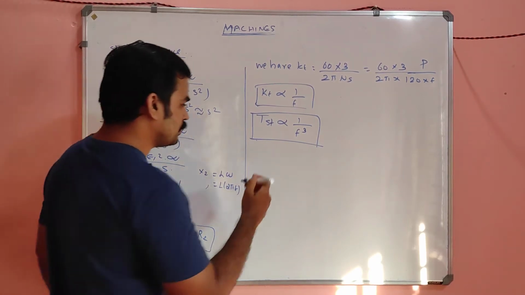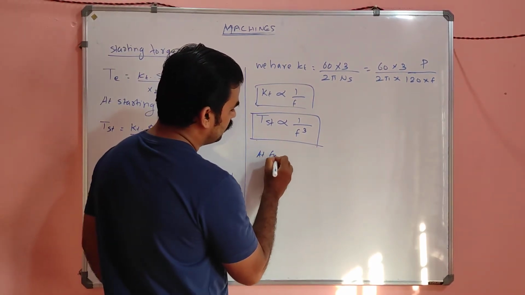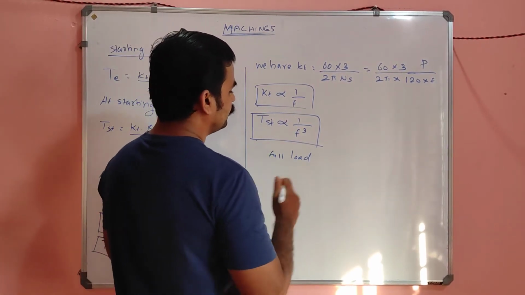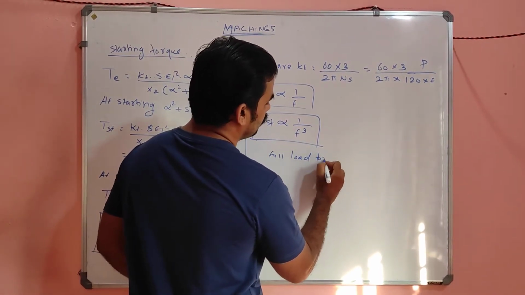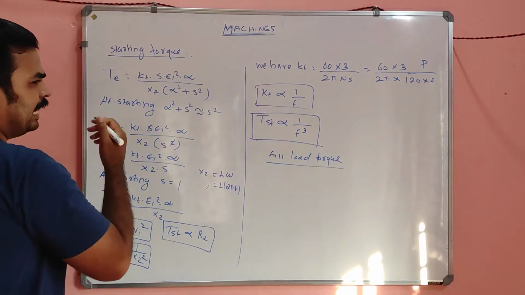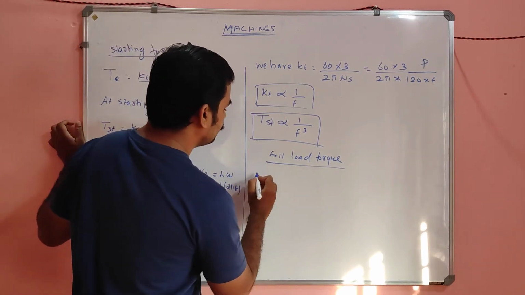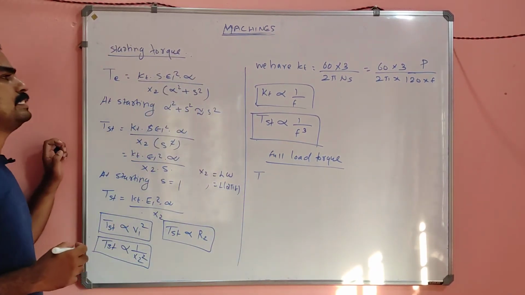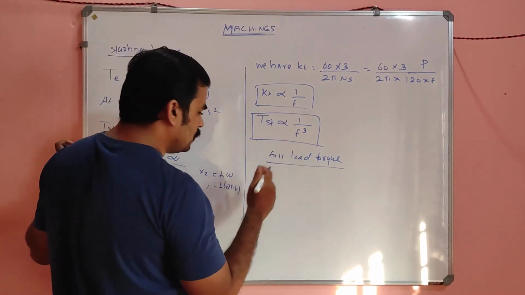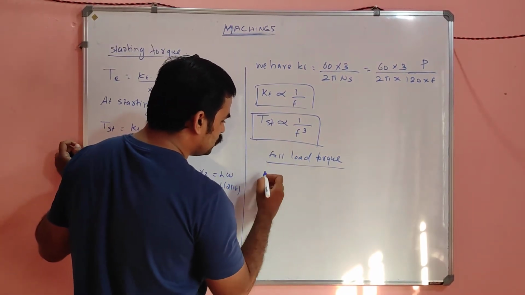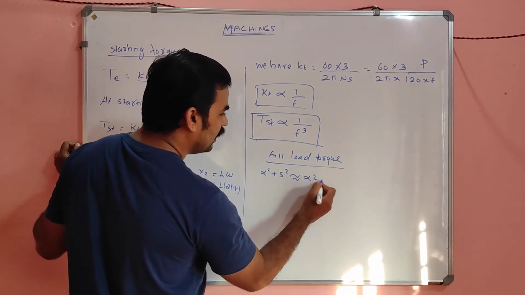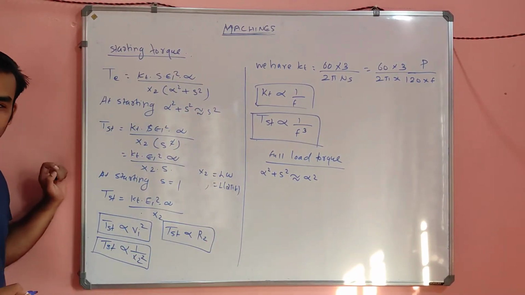Okay, next, at full load, or simply full load torque. Again, we have the basic equation: T is equal to KT into S E1 square alpha divided by X2 into alpha square plus S square. So at full load condition, what was our assumption? Alpha square plus S square is nearly equal to what, my dears? Alpha square, because S will be very low.